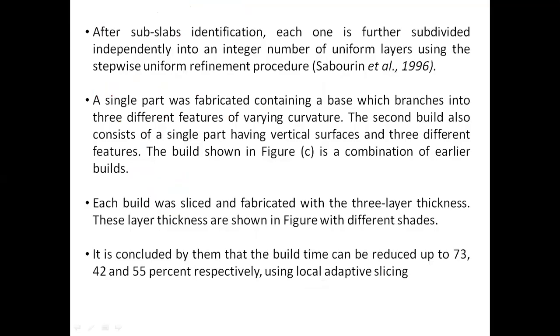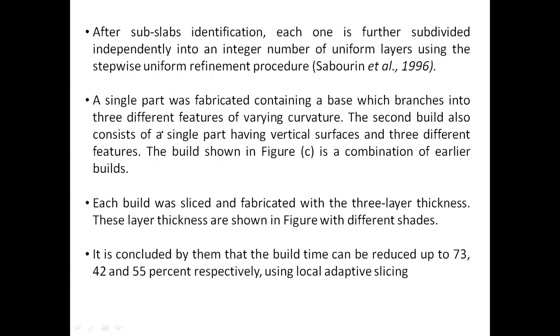The advantage was definitely that the build time was saved significantly. The build time was significantly saved because rather than having a uniform adaptive slicing or uniform slicing, it had local adaptive slicing. So every layer, every feature, every component had its own critical features.